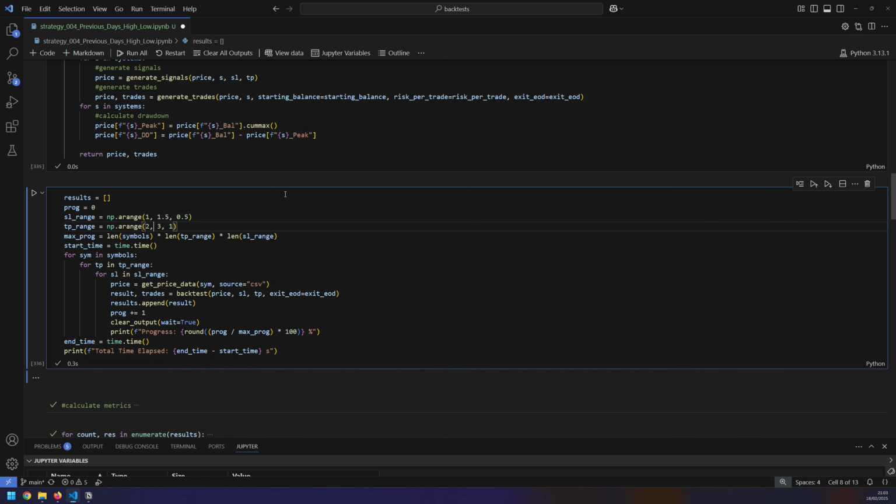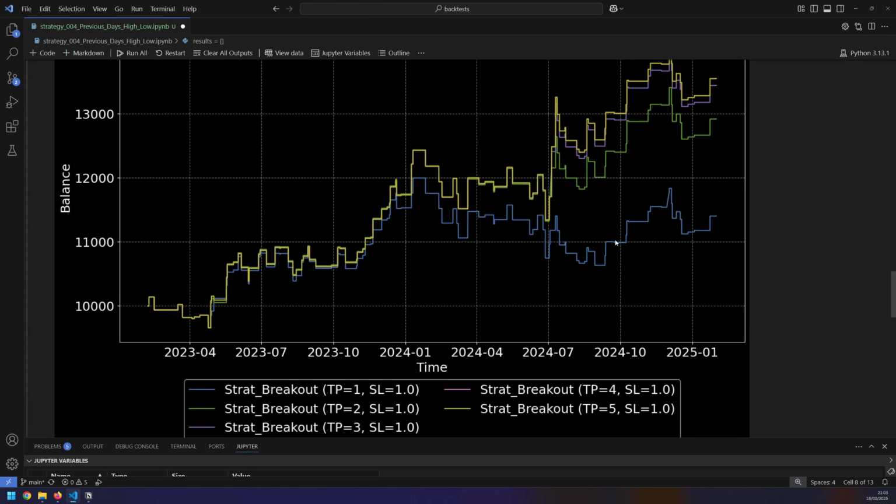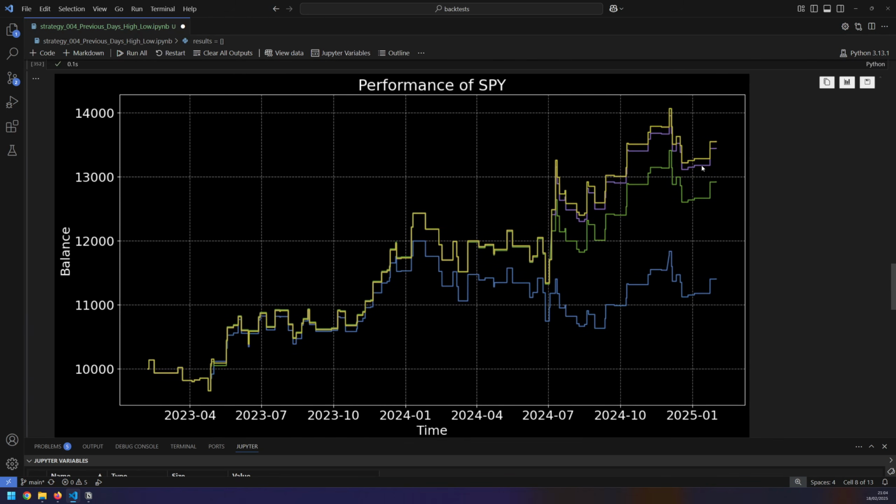So I'm going to reset this back to 1, and I can now play around with the take profit range. So here I'm going to test values from 1 up to 5, and we'll see what I get this time. This blue line here is the worst one. That's a 1 times take profit. The other lines then kind of stack on top of each other, with the best one being this yellow line, which is a 5 to 1 risk to reward. But interestingly, they're all very close to each other.